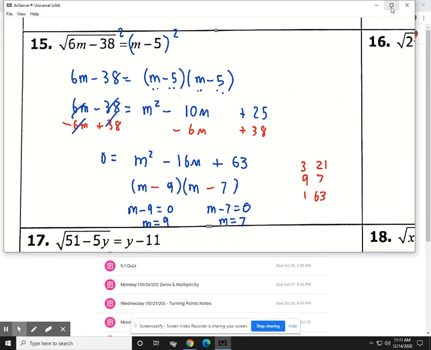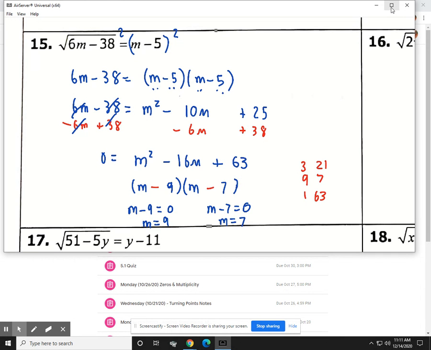Check the 9 first. What's 6 times 9? 54. 54 minus 38? 16. What's the square root of 16? 4. Go over to the other side. What's 9 minus 5? Does 4 equal 4? Yes. That's the solution.